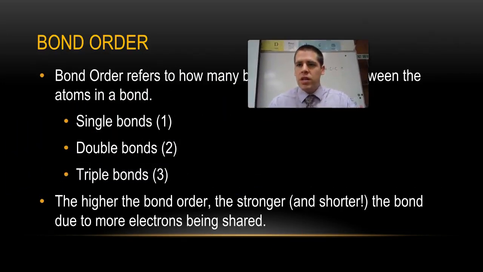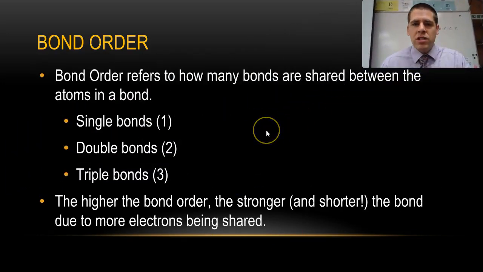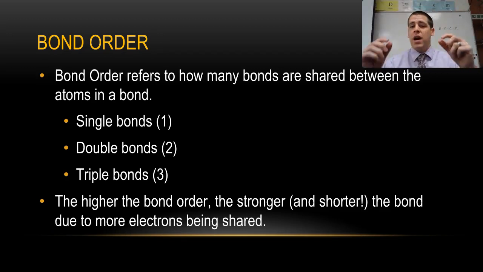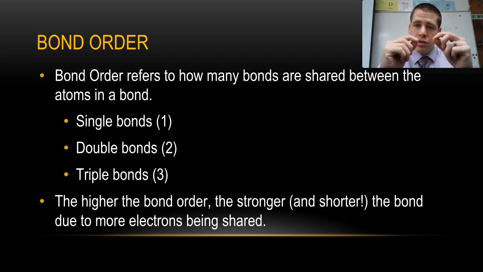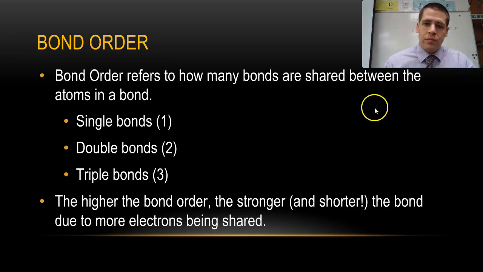Now, one other thing that we want to talk about is bond order. Bond order is just a fancy term for basically the number of bonds that something has. So a single bond has a bond order of 1, a double bond has a bond order of 2, and a triple bond has a bond order of 3. The higher the bond order, the stronger the bond, because the bond is actually shorter. A double bond is actually shorter. The atoms are closer to each other because more electron clouds are being shared, and so that draws the atoms a little bit closer to each other, and the closer they get to each other, the harder it is to remove them, so the stronger the bond.